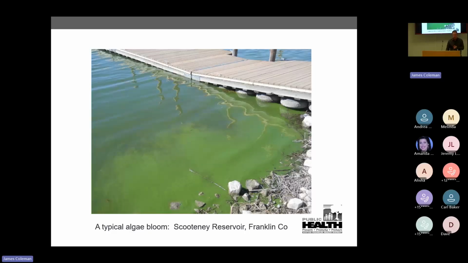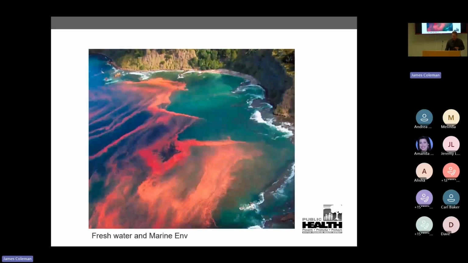So when this occurs at Scootney, we usually find out about it by somebody calling up to complain that they've seen something like this, or we send one of our staff members up there. They see this, we take a water sample, and we test for toxin, but I'm kind of getting ahead of myself.